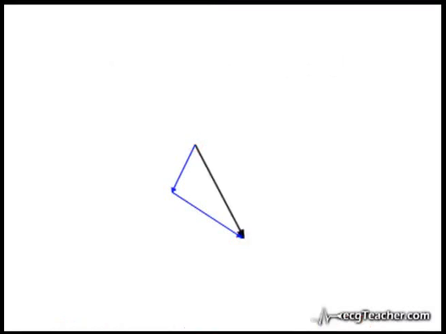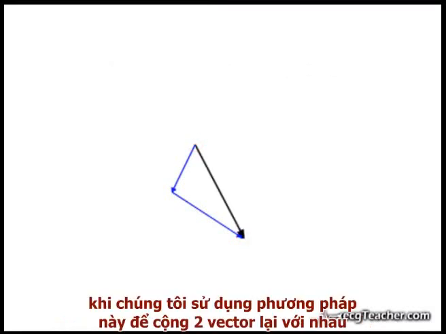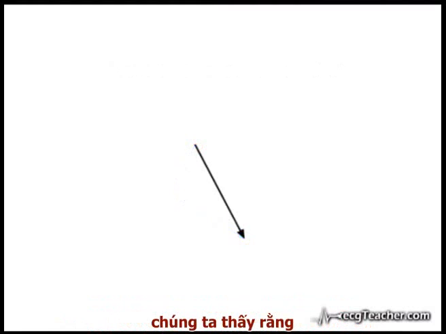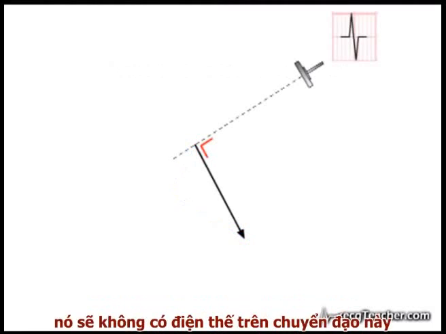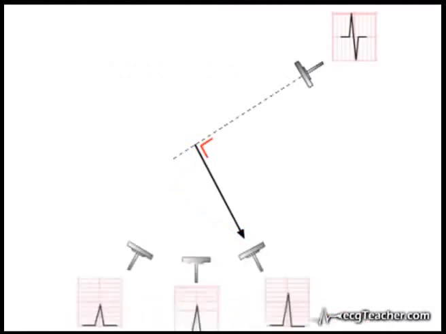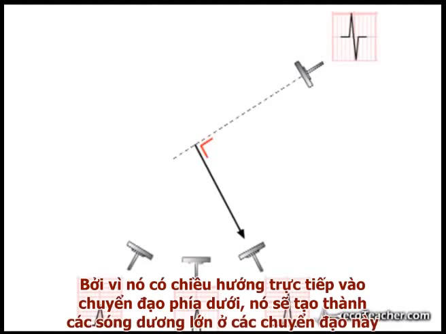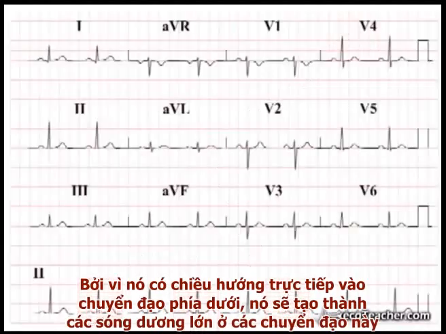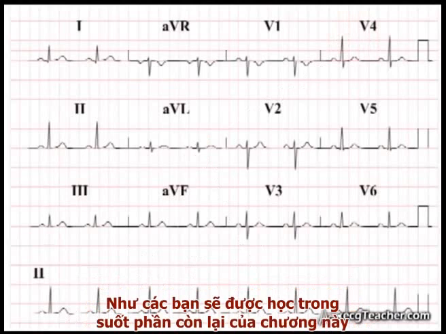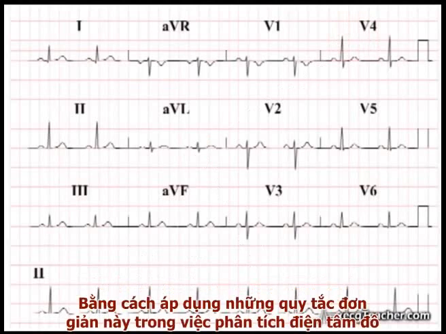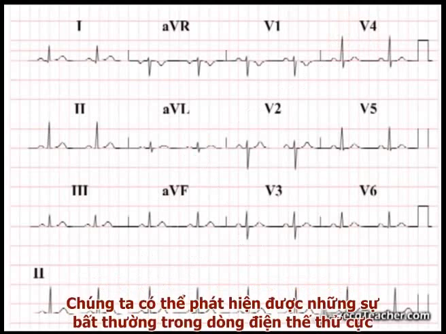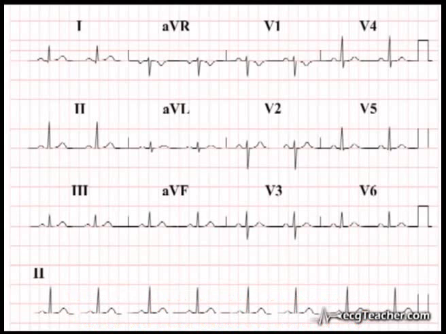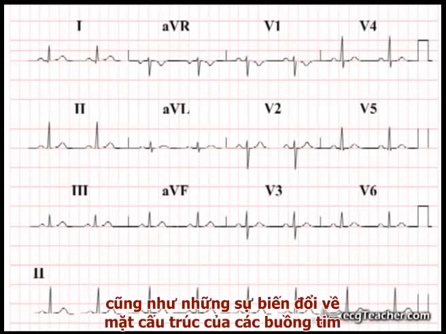In our simple model, when we use this technique to add the 2 vectors together, we note that the total vector generated is traveling at 90 degrees relative to the isoelectric lead, and therefore has no magnitude in its direction, while it is traveling well within 90 degrees of the strongly positive leads. As we'll see throughout the rest of this section, by applying these simple principles to ECG analysis, we can detect alterations in the pattern of flow of depolarization in the ventricles and changes in the structure of the cardiac chambers.